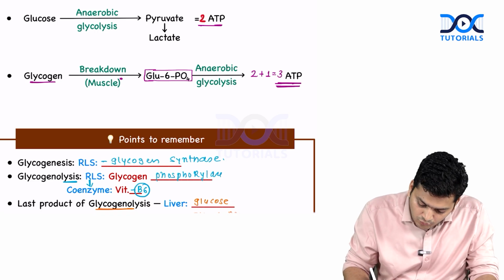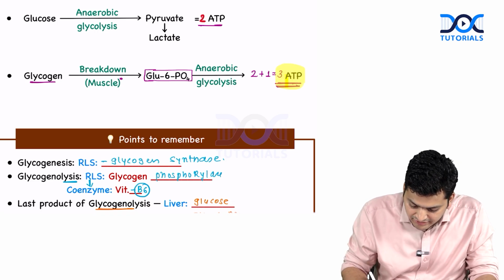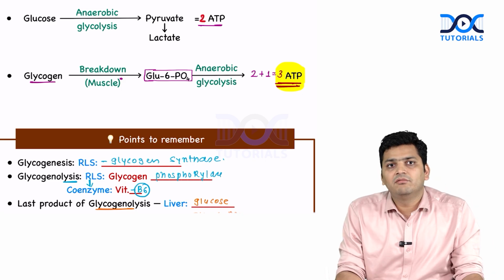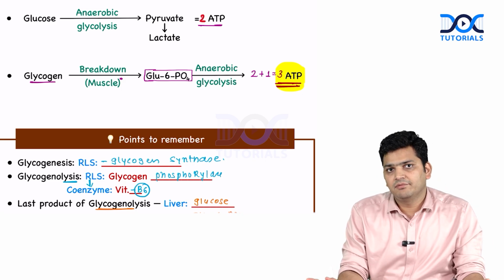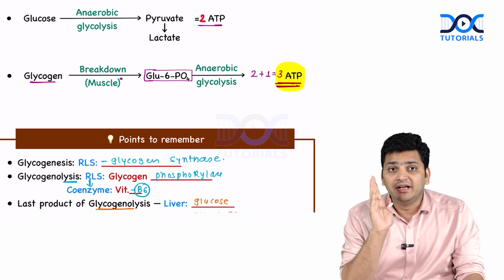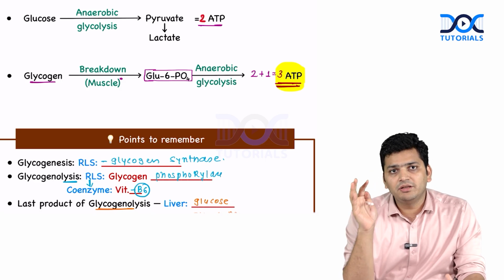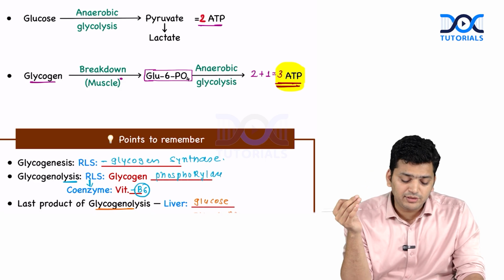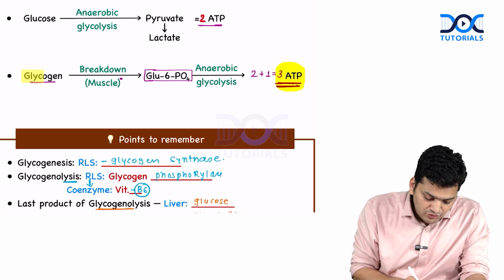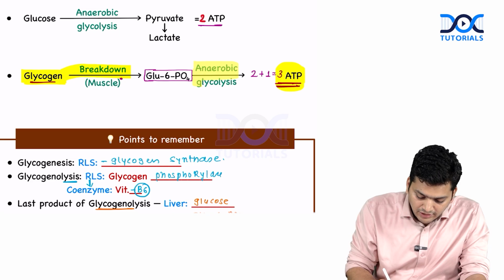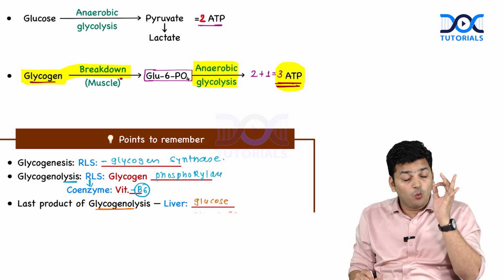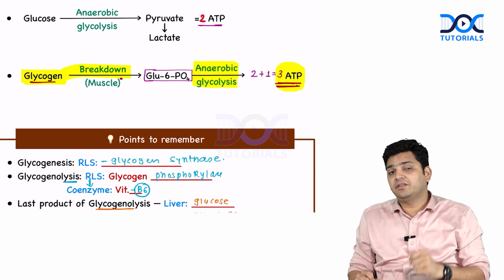In fact, this is the only pathway where you are generating 3 ATP in the entire biochemistry. It happens if you do the glycogen breakdown in the muscle and then you do the anaerobic glycolysis from the glycogen. If you are doing the breakdown, which is followed by anaerobic glycolysis, you are going to get 3 ATPs. This is the only reaction where you generate 3 ATPs.